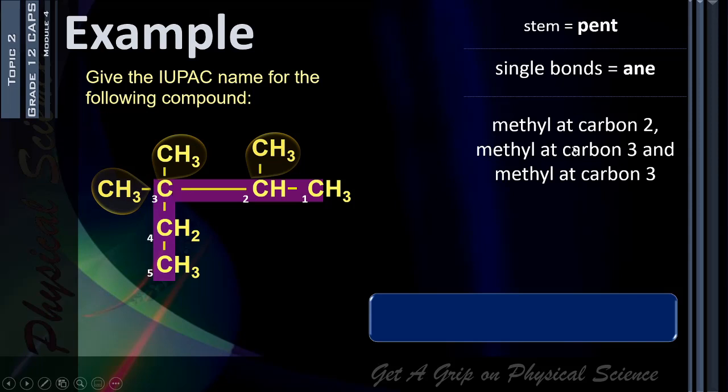So the name for this molecule then will be 2,3,3-trimethyl pentane. Commas between the numbers, a hyphen between the number and the letter, a tri to indicate that there are 3 methyls, and then one word for the name.